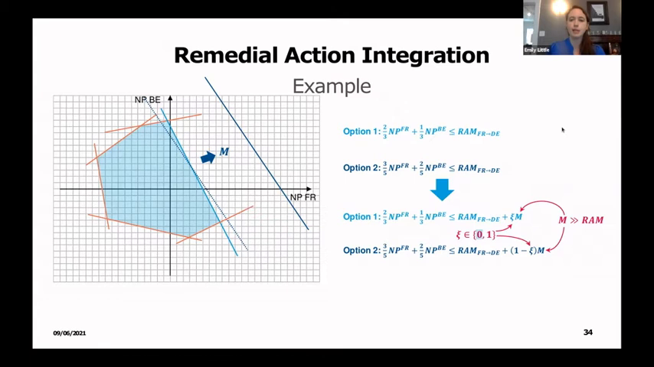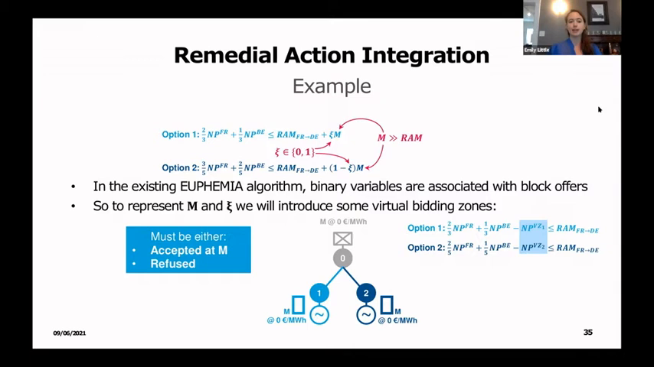We wanted to go ahead and test it in Efthymia. So instead of introducing exactly like this, we had to sort of find a trick to incorporate it in the existing algorithm. In Efthymia, there are binary variables that are associated with block offers. Block offers are any offer that must be either fully accepted or refused.